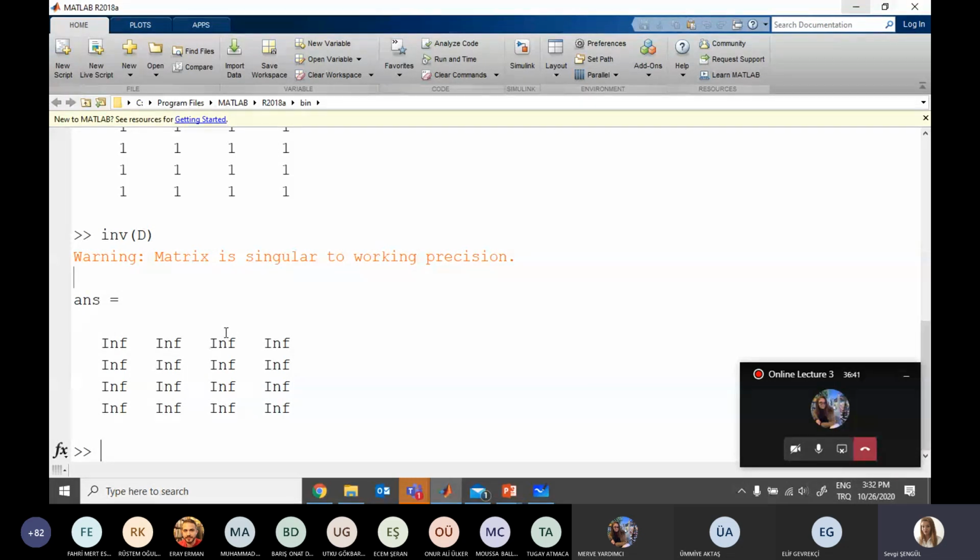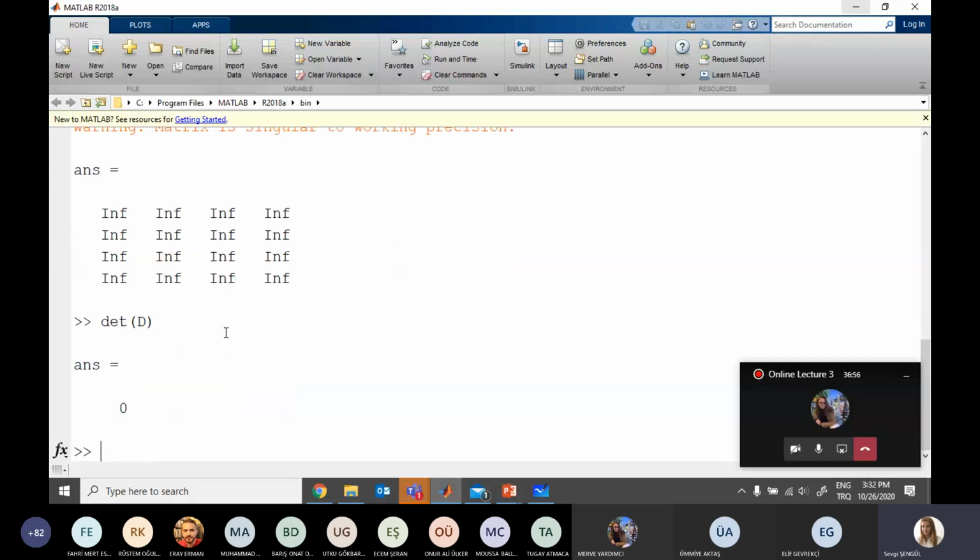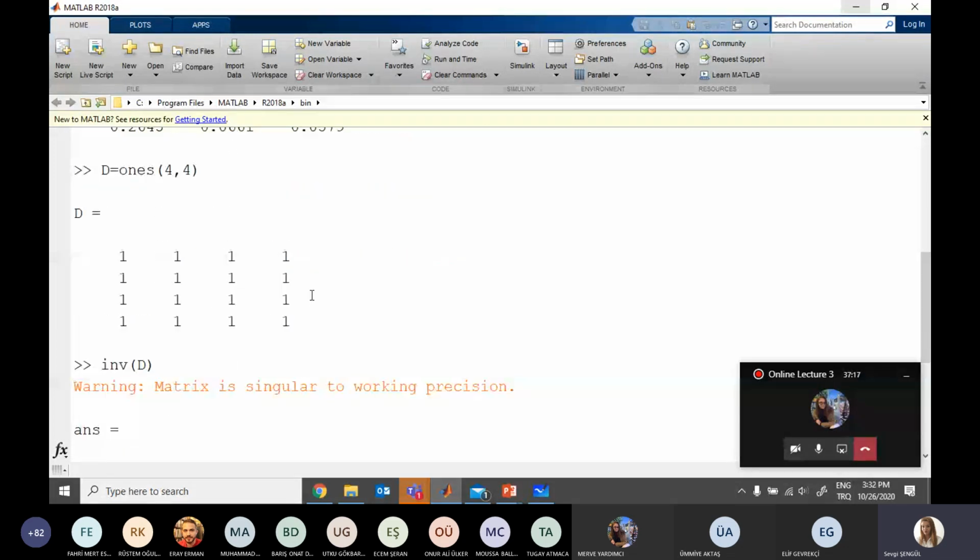We will remember what singular means a little bit later, okay? So the determinant is 0, right, if it is singular. And to be able to check the determinant, you can use that command. See, it is 0. As long as your determinant is 0, your matrix is singular and you cannot find the inverse of this matrix. This is important, which means that if you have a system that you want to solve, you cannot get the solution that you are looking for. That's why we don't want singular matrices. We want matrices that are invertible.